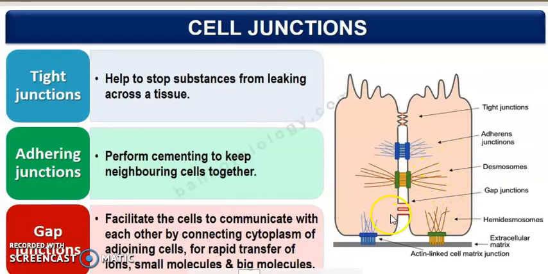And what is the necessity for them to communicate? Why should they have such communication? It is helping them for rapid transfer of ions, small molecules and big molecules. So these gap junctions are there for transportation between them.